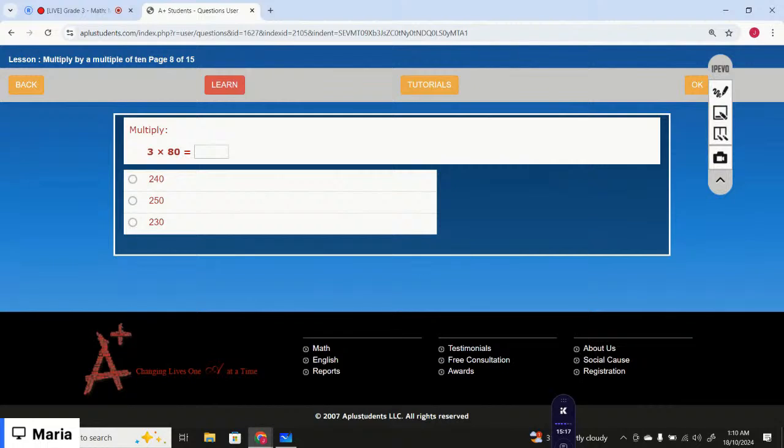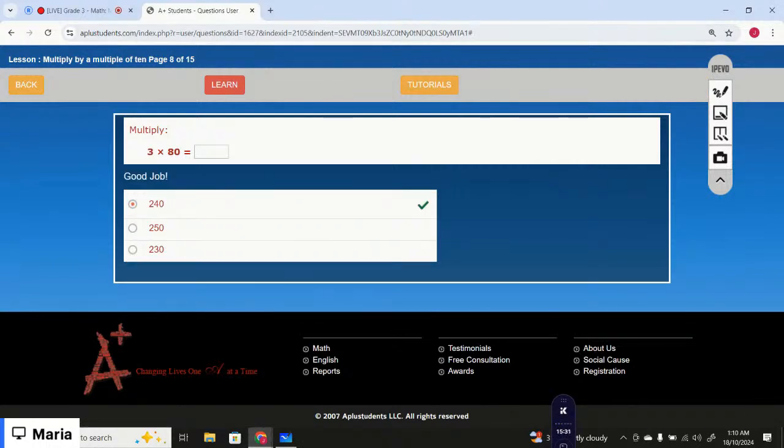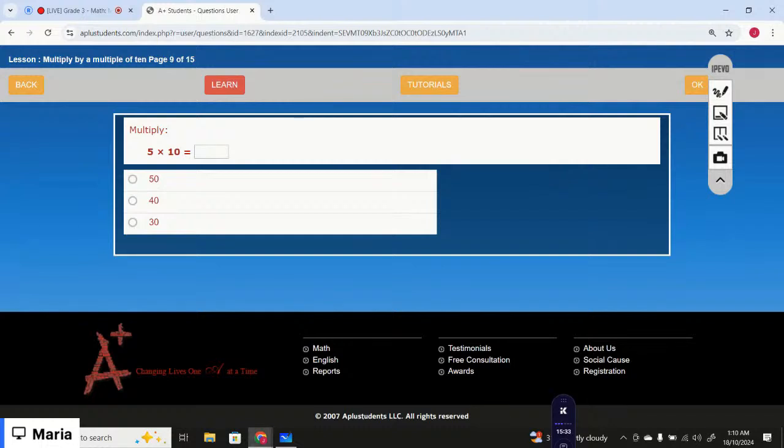3 times 8 is 24. So you need to add the 0. So the correct option is 240. Option number 1 is the correct option, right? That is 240, not 50.